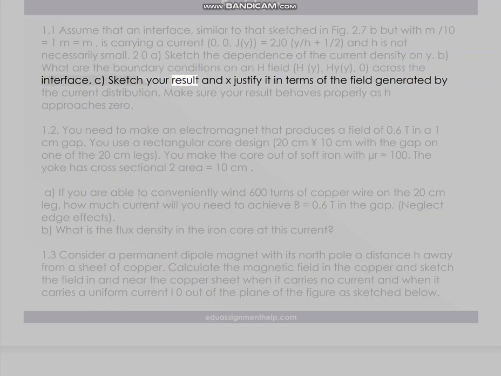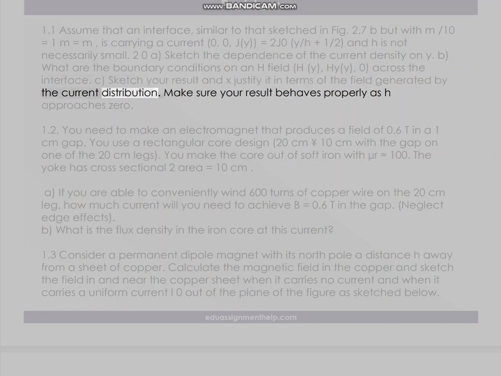C. Sketch your result in x and justify it in terms of the field generated by the current distribution. Make sure your result behaves properly as h approaches 0.